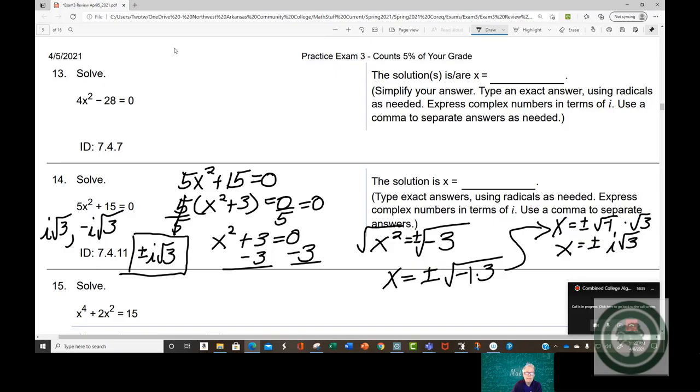Here we're going to solve a quadratic equation that doesn't have the x term. That means we're going to use the square root principle. Okay, 4x squared. What I'm going to do here is add 28 to both sides. Then I divide by 4 because 4 is not inside parentheses with the x. That will give me x squared equals 7.